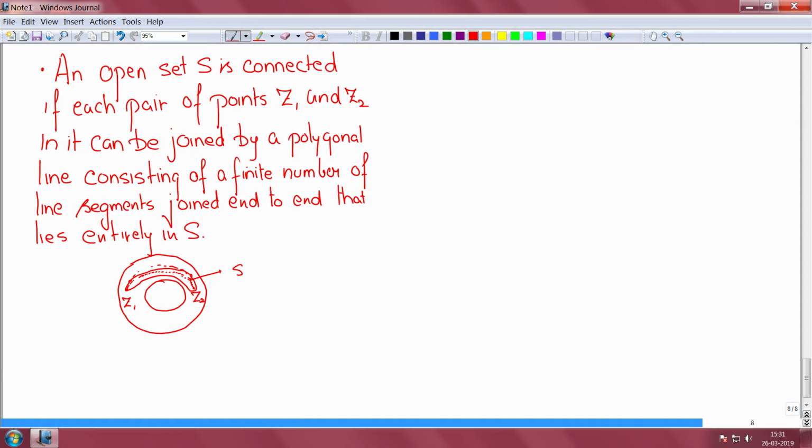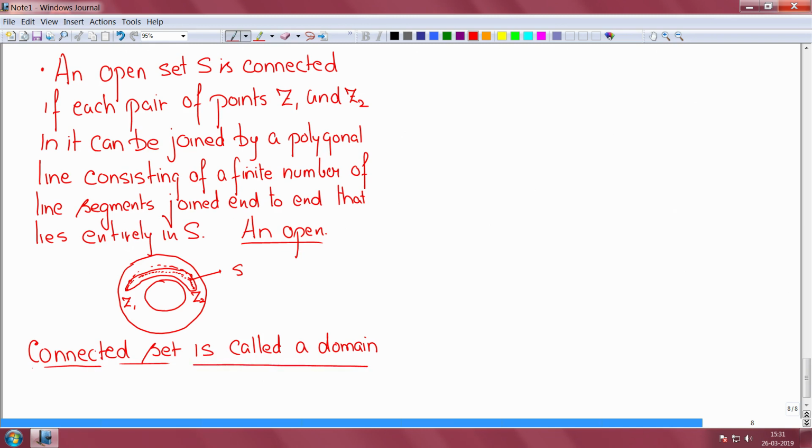Next, an open connected set is called a domain. This is another important definition. An open connected set is called a domain. We will be using the domain quite frequently. A domain means an open connected set.